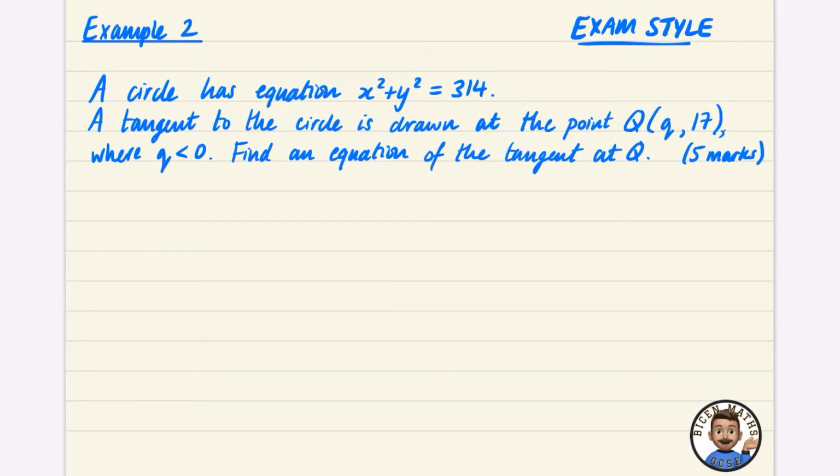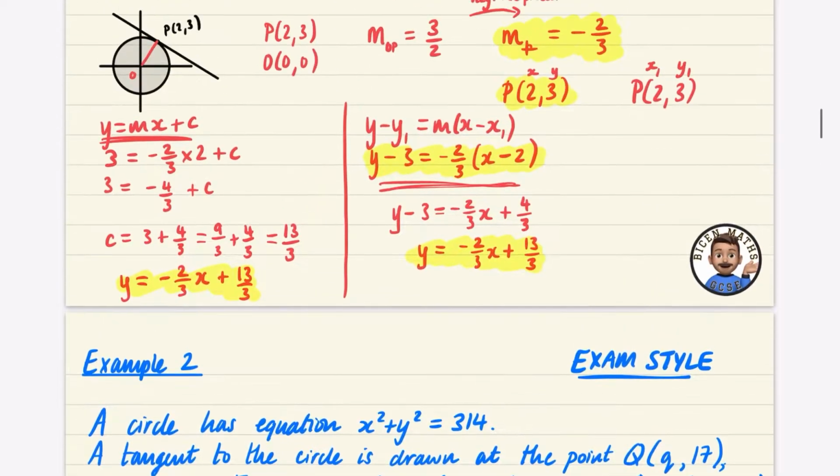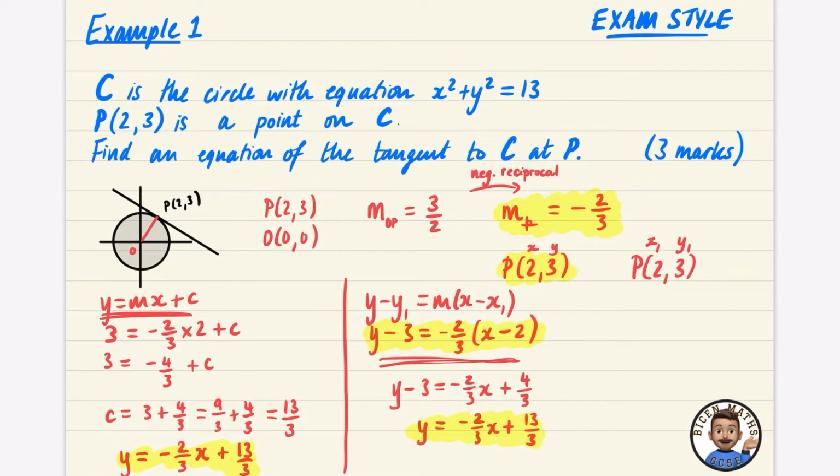So it says here that a circle has equation x squared plus y squared equals 314. A tangent to the circle is drawn at the point Q, 17, where Q is less than 0. Find an equation of the tangent at Q. So the tricky part here is that we don't know what Q is. I think the first thing we're going to need to do is figure out what Q actually is, and then we can repeat this style of question that we've got here.